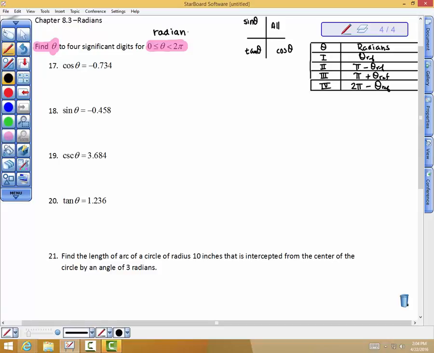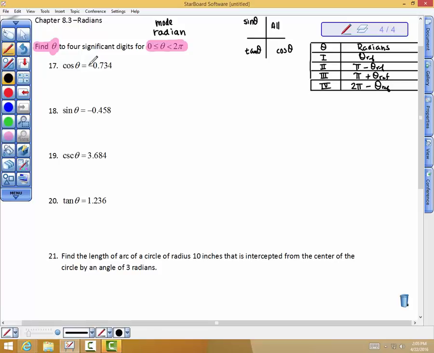It doesn't say 0 to 360 here. It says theta is less than 2 pi radians and greater than or equal to 0 radians. So your mode's got to be in radians, and I want to find it in all four quadrants. We're going to refer to both of these things. The process is similar to when we did it with degrees.